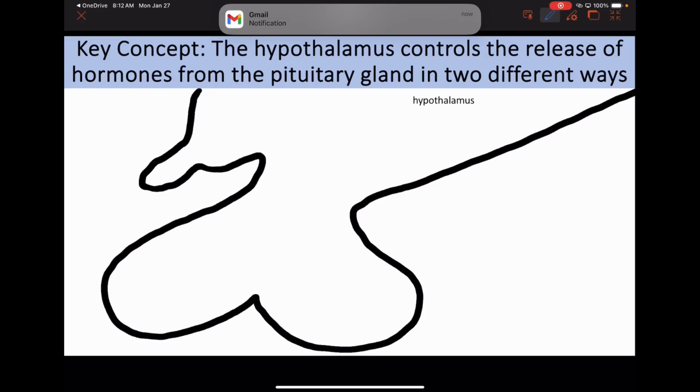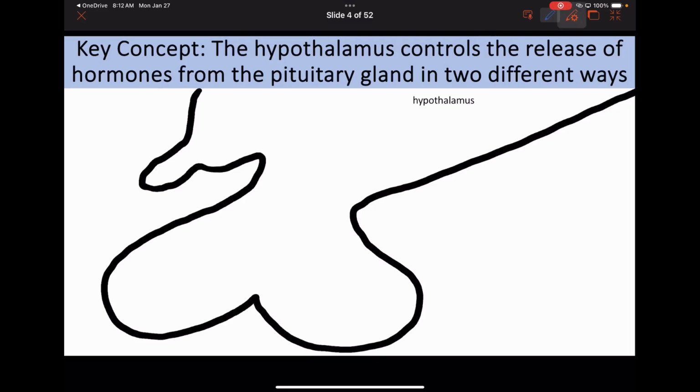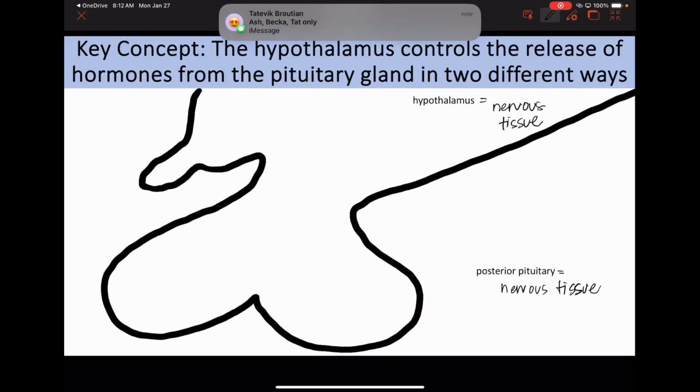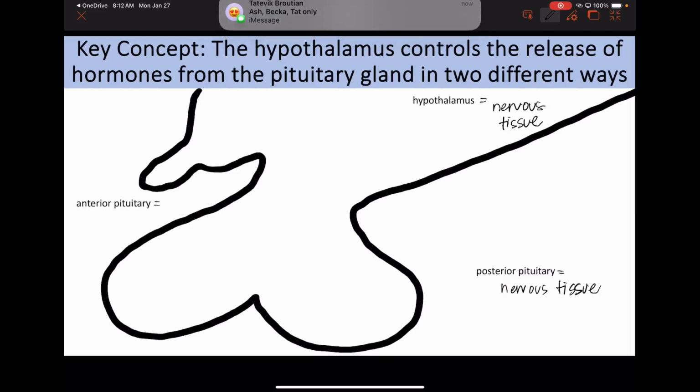And so which one of the 4 main tissue types do you think makes up the hypothalamus? Nervous tissue. So it's made up of nervous tissue. Then we have the posterior pituitary, which is also made from nervous tissue. The only true endocrine gland on this diagram is the anterior pituitary. And which of the 4 main tissue types should our endocrine glands be made out of? Epithelial. So our anterior pituitary is made from epithelial tissue.